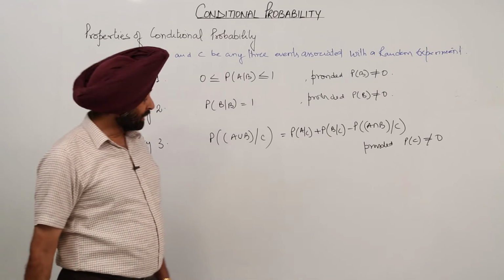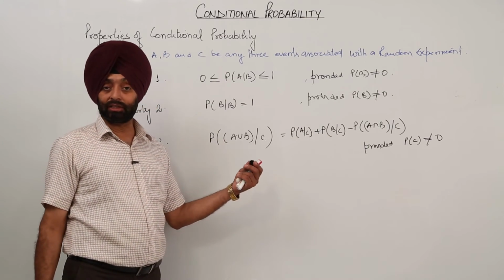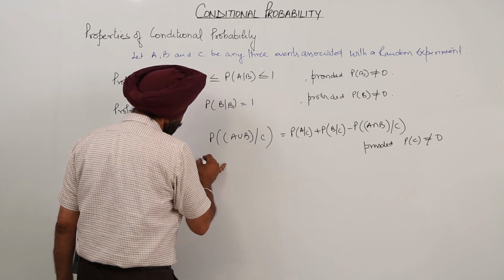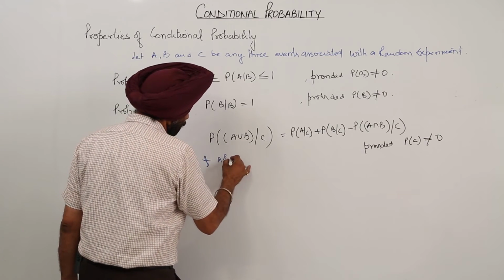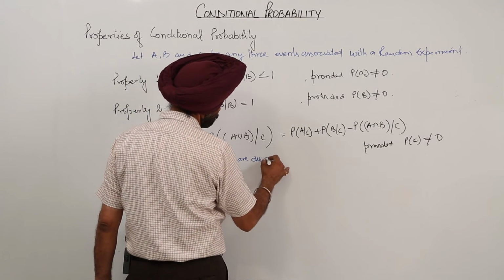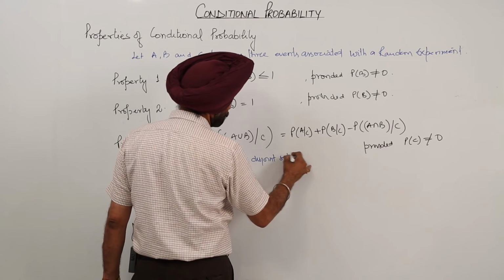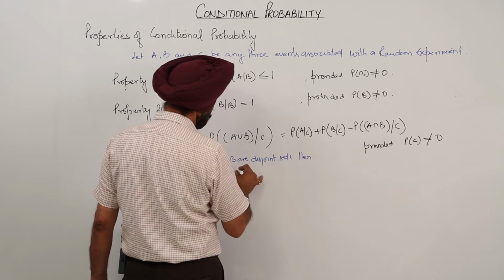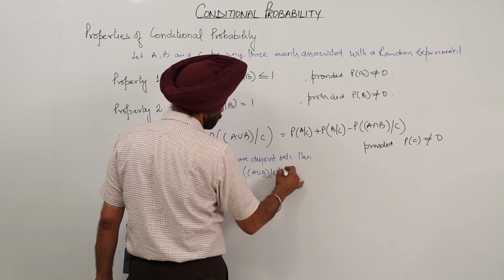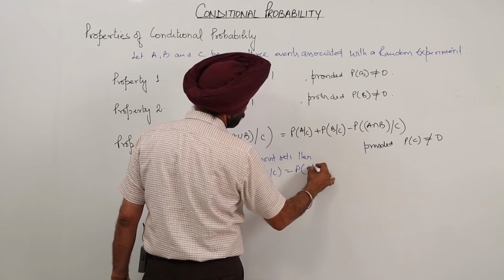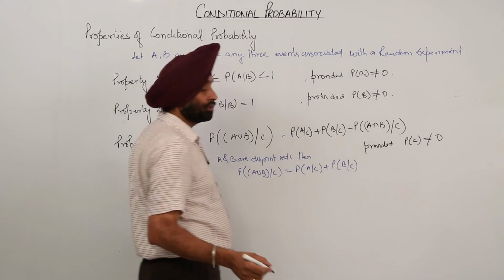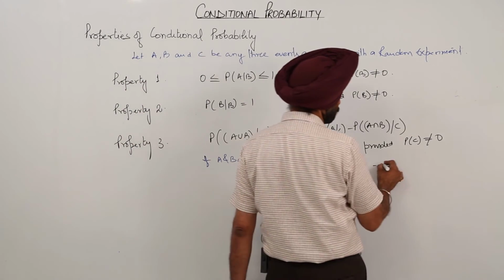And one more thing, if A and B are the disjoint sets, I am just going to write it. If A and B are disjoint sets, then probability for A or B oblique C will be equal to probability of A oblique C plus probability of B oblique C, where probability of C is not equal to 0.